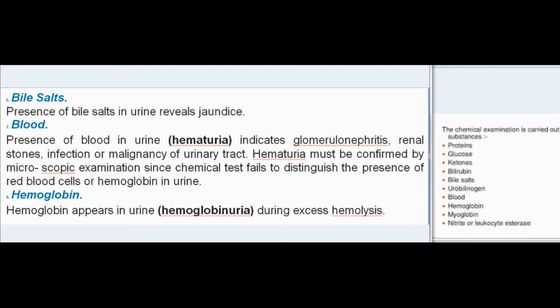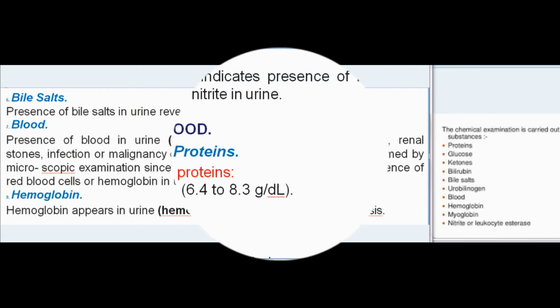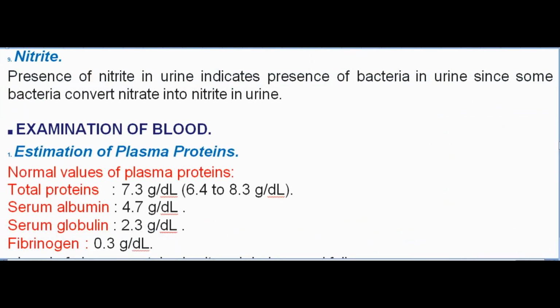Hemoglobin. Hemoglobin appears in urine, hemoglobinuria, during excess hemolysis. Nitrite. Presence of nitrite in urine indicates presence of bacteria in urine since some bacteria convert nitrate into nitrite in urine.